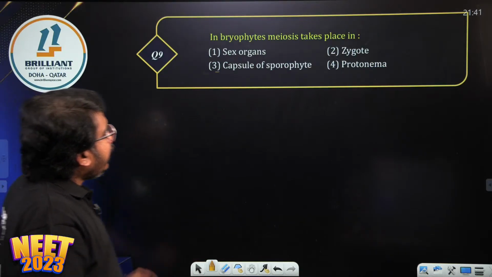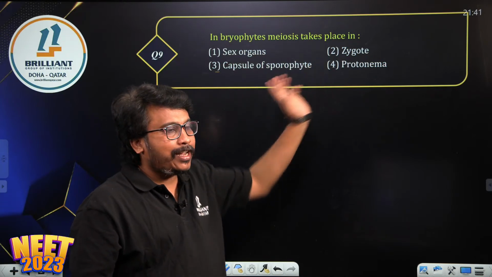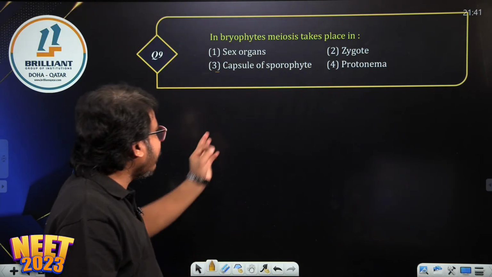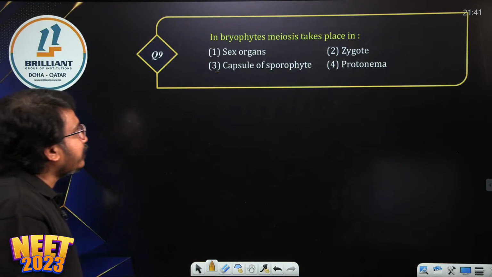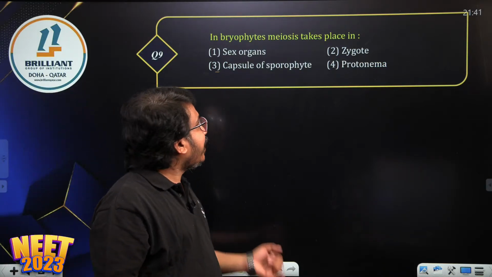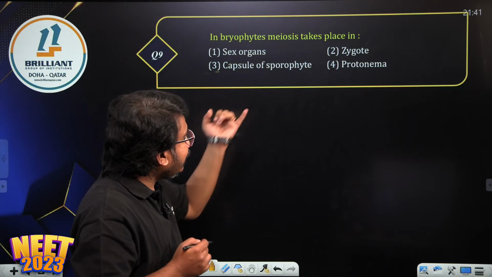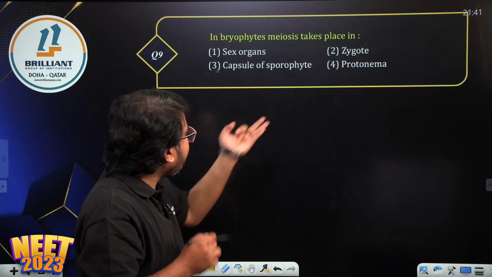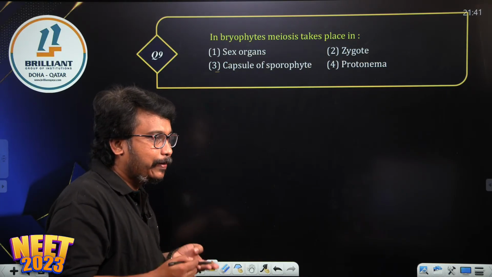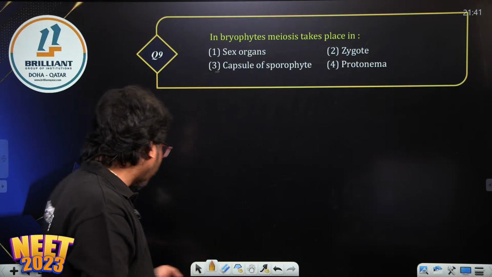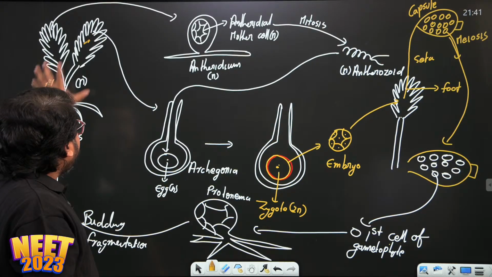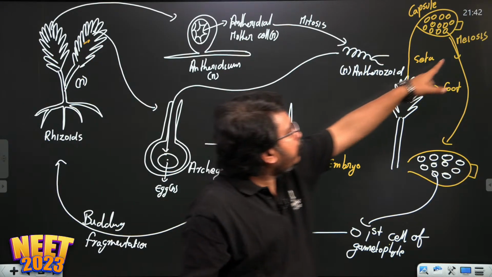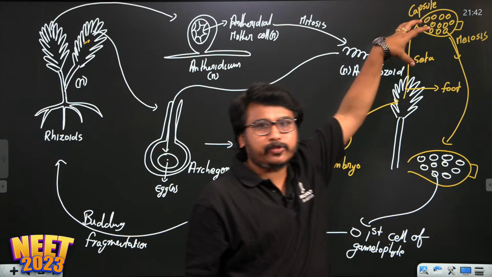Next one. In bryophytes, meiosis takes place in. So according to our diagram, you can give the answer. Is it taking place in the sex organ, or is it in the zygote, or is it in the protonema, or is it in the capsule? Hafiz, very good. According to our diagram, we already discussed, in bryophytes, meiosis will be occurring inside the capsule.